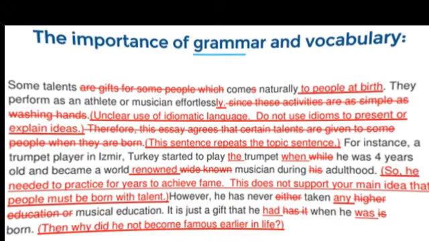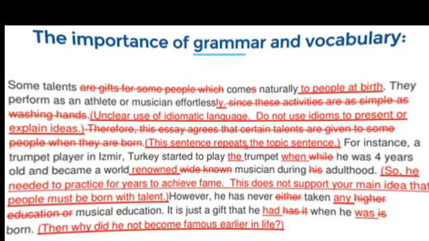Alright, so the importance of grammar and vocabulary to coherence and cohesion. Most of you will be surprised that your language errors and the way that you use language affects your coherence and cohesion, but it really, really does.